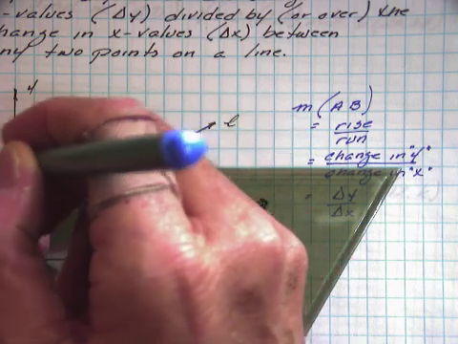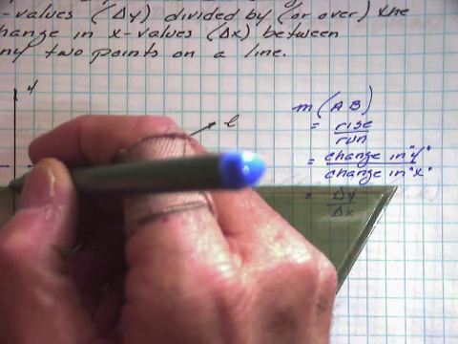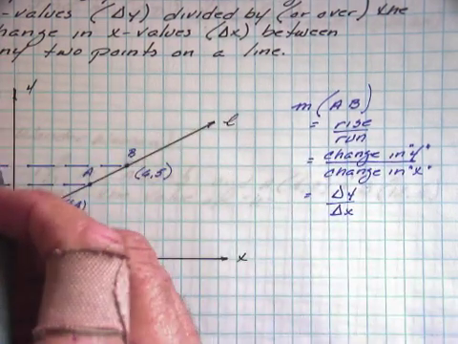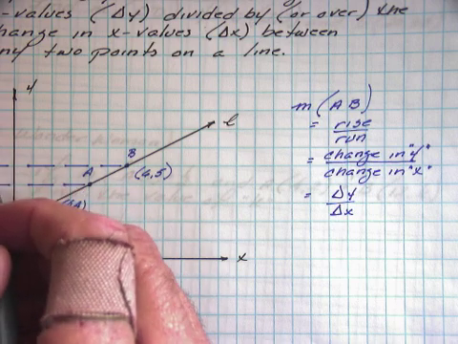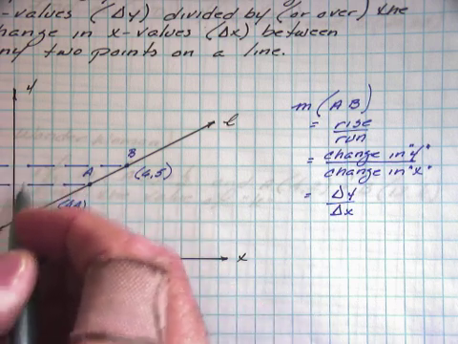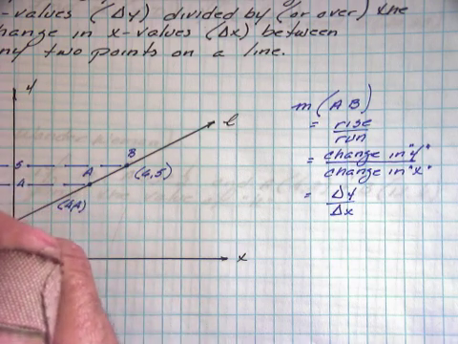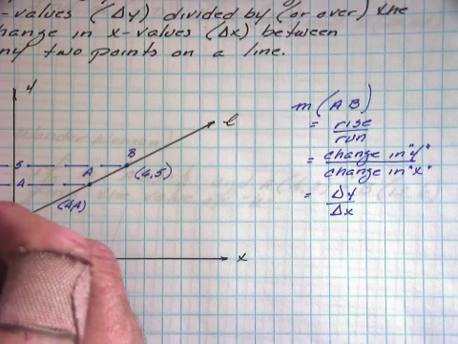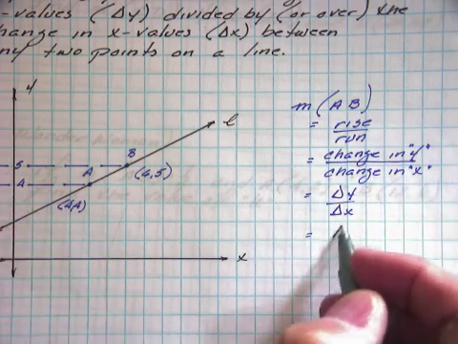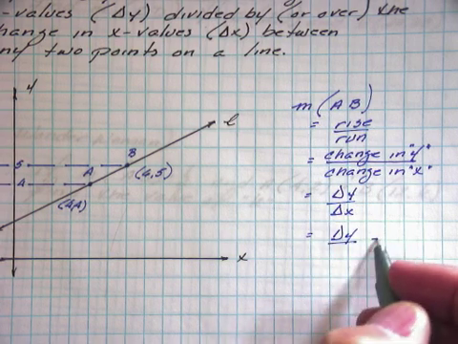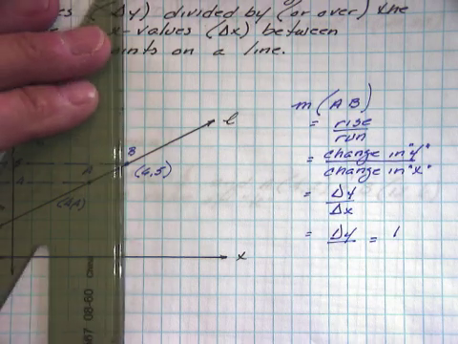Well, as it goes from A to B, it slides up and down the y-axis. And this distance over here is that change. All right, so it's going from 4 to 5. So the change here, the delta y, is 5 minus 4, which equals 1. So my delta y equals 1.